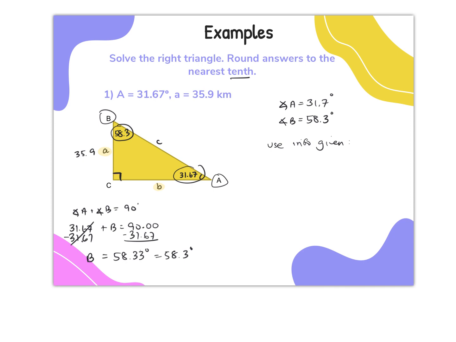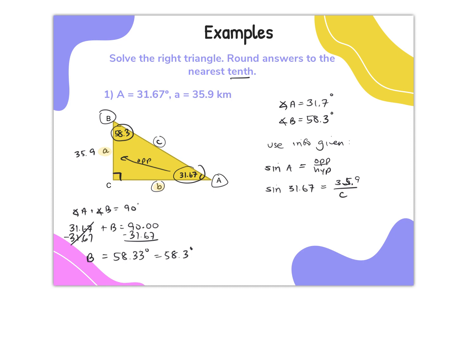So what I see is that I have angle A, I have the opposite of angle A, and I'm looking for the hypotenuse and the adjacent. So I'm going to start with the sine of angle A. I know that the sine of angle A equals opposite leg over hypotenuse. So the sine of 31.67 degrees equals the opposite leg, which is 35.9, over the hypotenuse, which is C.